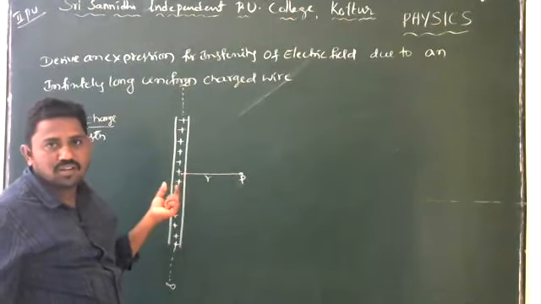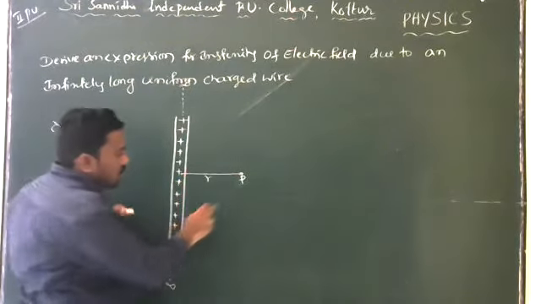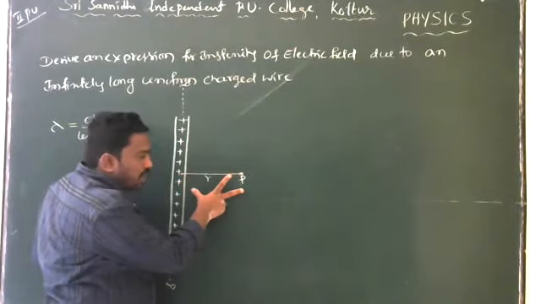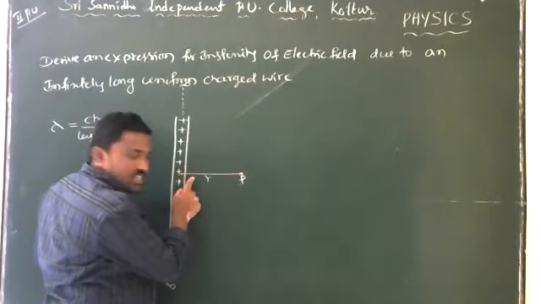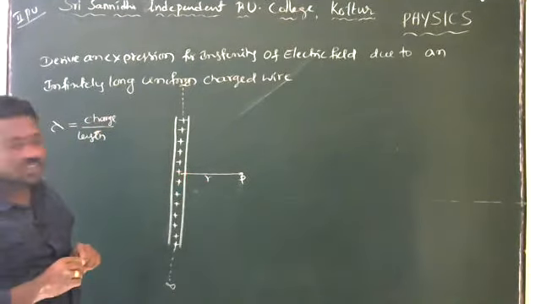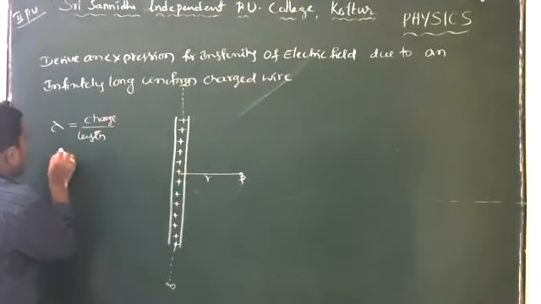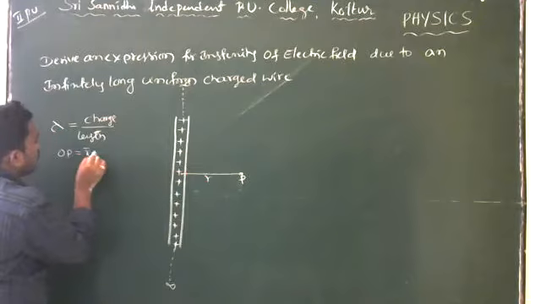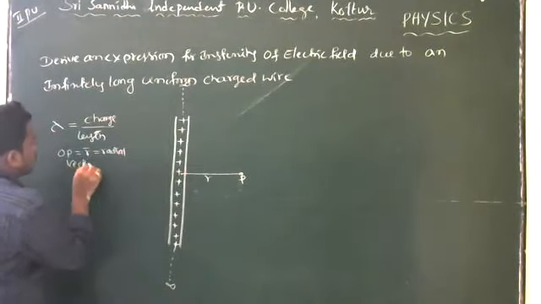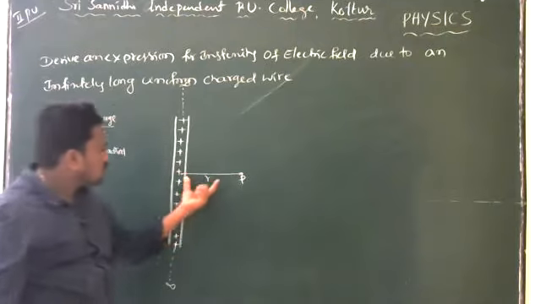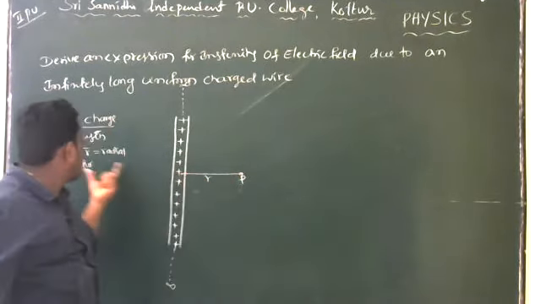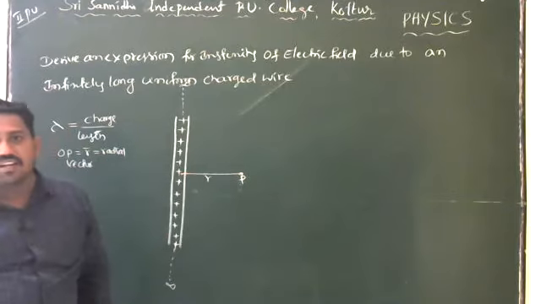This is really important. Let P be a point at a perpendicular distance from the center of the wire. So OP is equal to r vector. This is the radial vector, also called the position vector or radius vector.